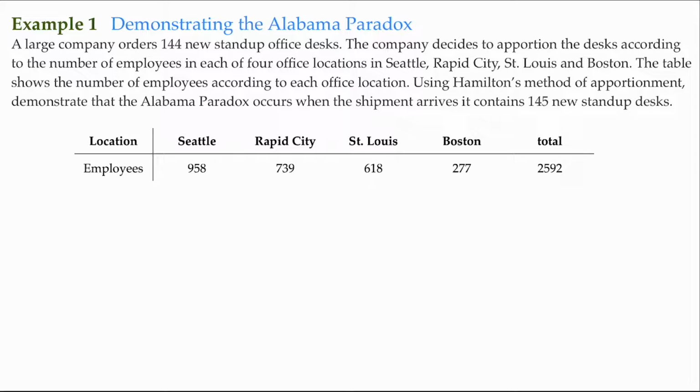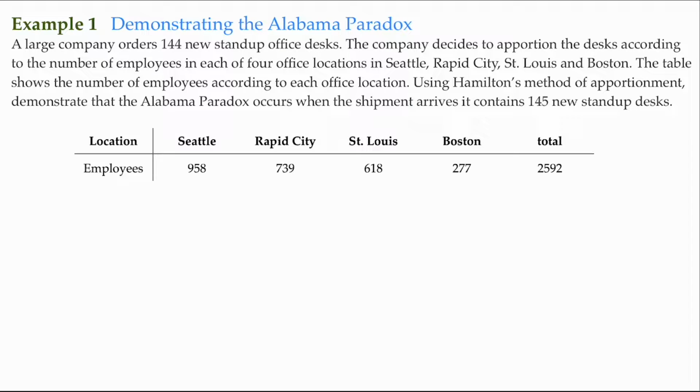From 1852 until 1911, Hamilton's method of apportionment had been used to apportion congressional seats, and within that time several problems with this method had surfaced. The first flaw to arise occurred in 1880, known as the Alabama paradox. This occurs when an increase in the total number of seats to be apportioned causes a group to lose a seat.